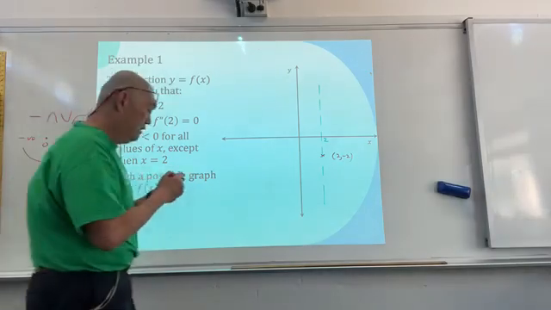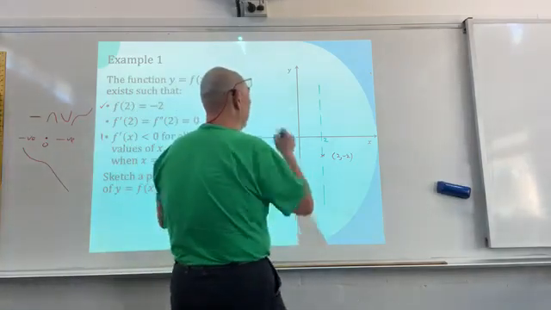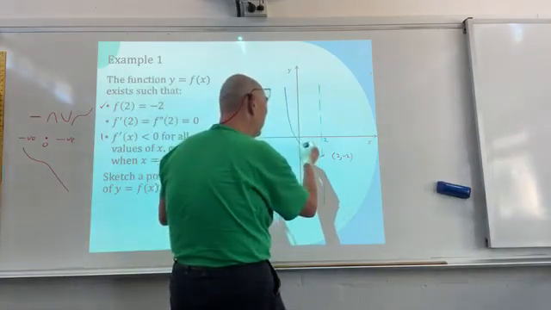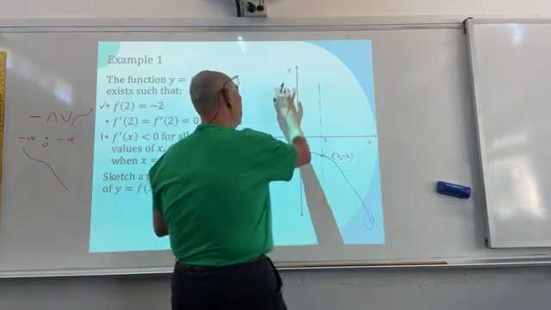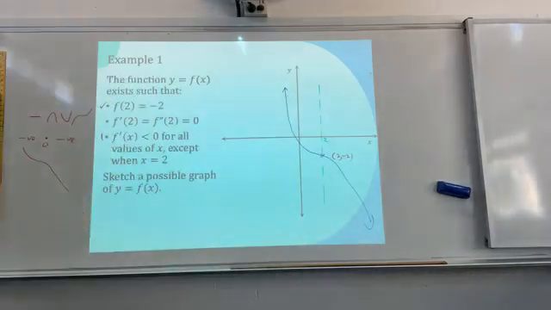So the graph should look something like this. Therefore, a possible graph is something like this, because it's a decreasing function. Everything else is negative, every gradient is negative, except at that point, which is 0.